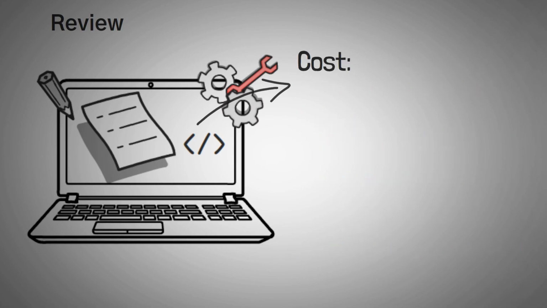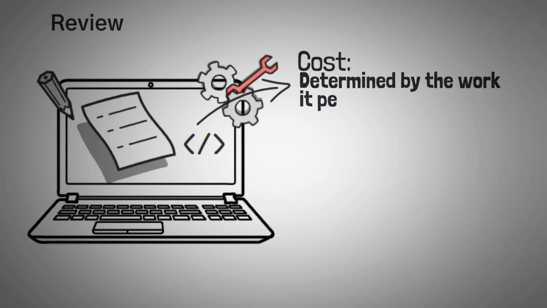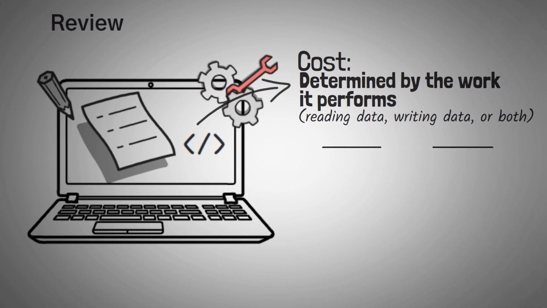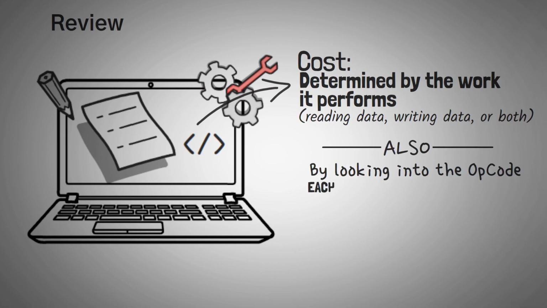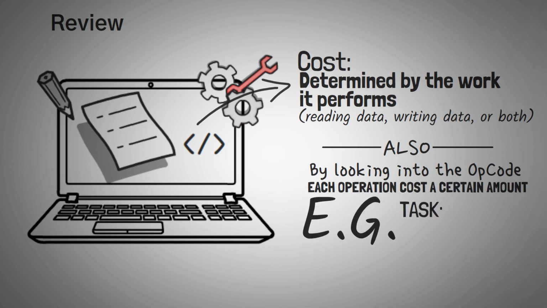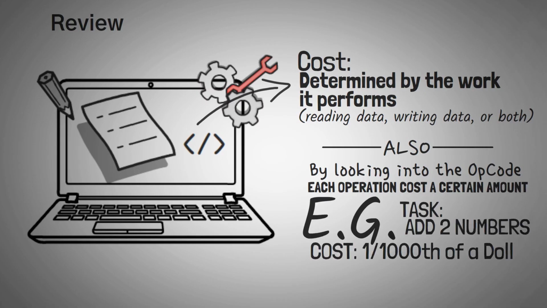The cost of a smart contract is simply determined by what work the EVM performs, whether it's reading data, writing data, or both, and also how much data it reads or writes. We can actually know specifically how much a smart contract will cost to run by looking into the opcode of a transaction, which is literally the operational code or the instructions of a transaction, where each operation costs a certain amount of money to perform. For instance, adding two numbers might be 1/1000th of a dollar. Add up all of these opcodes and their costs, and you get the total cost to perform a smart contract transaction.